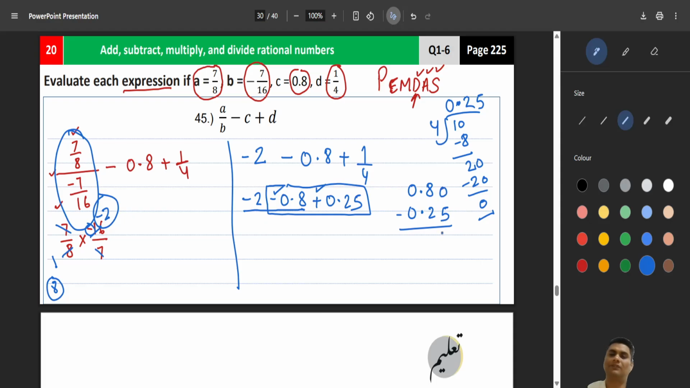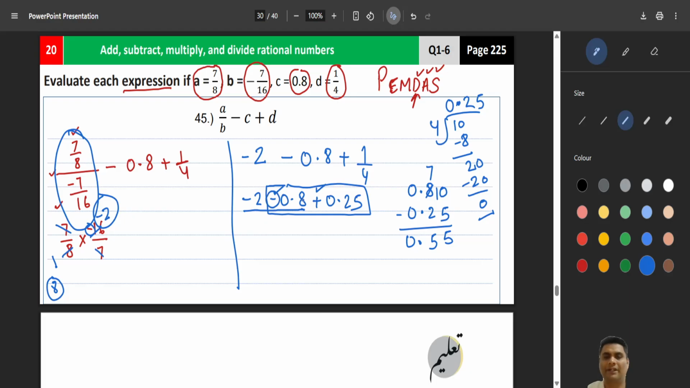Can I do 0 minus 5? No. So the 8 will give a 1 here and this will become 7. This will become 10. 10 minus 5, 5. 7 minus 2, 5. 0.55. Okay. Check. The bigger number has minus here.